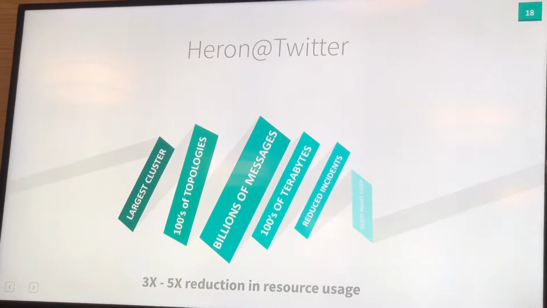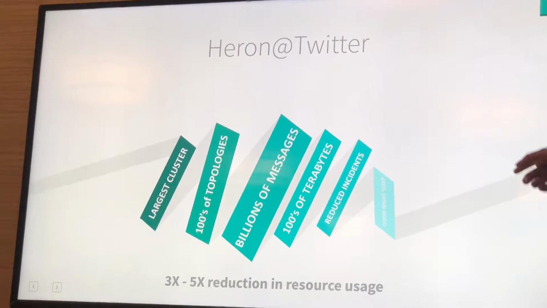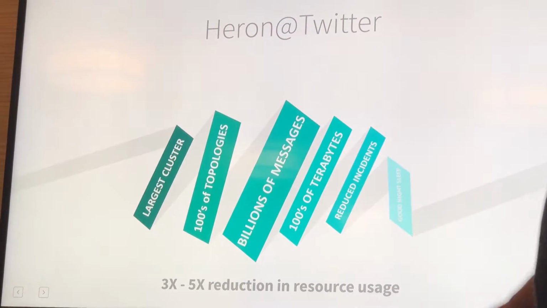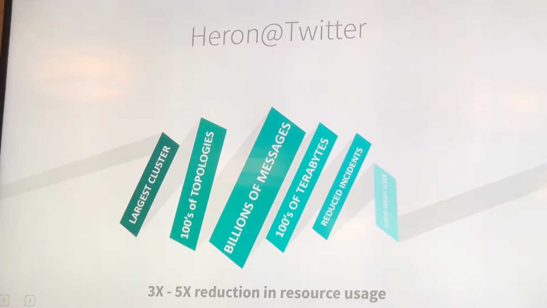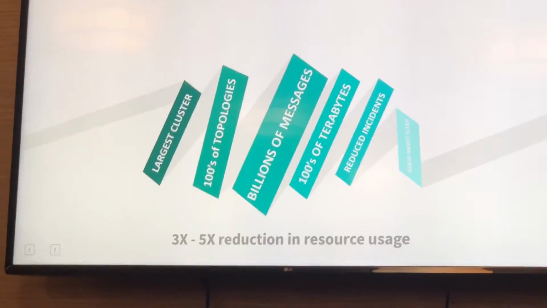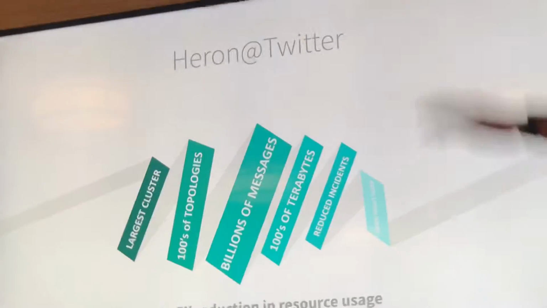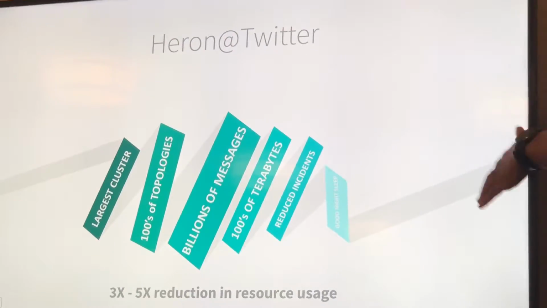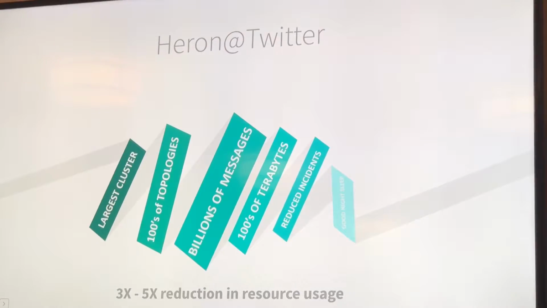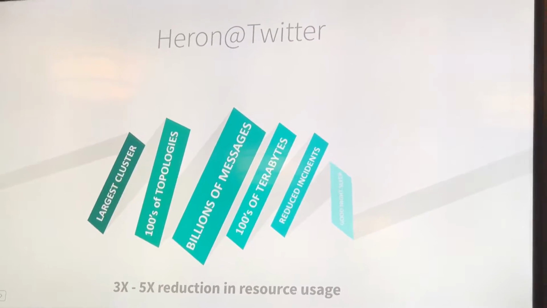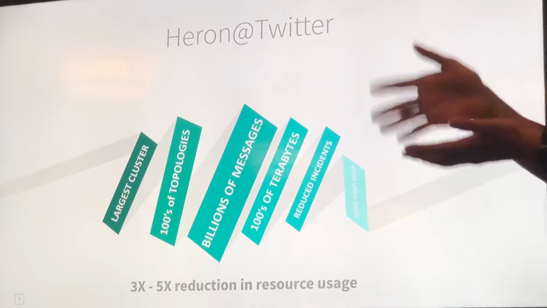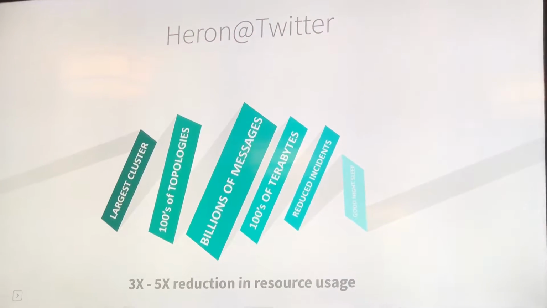So here in Twitter, finally we have 3 times to 5 times reduction in the resource usage compared to before the migration. So that's a big win, but that's a little bit old. Storm is also evolving. So this is not really an apples-to-apples comparison, but in the old days, the evaluation was after the migration and before the migration.